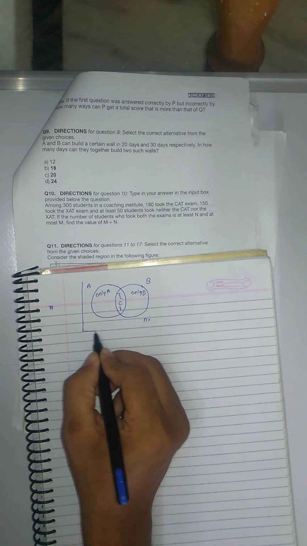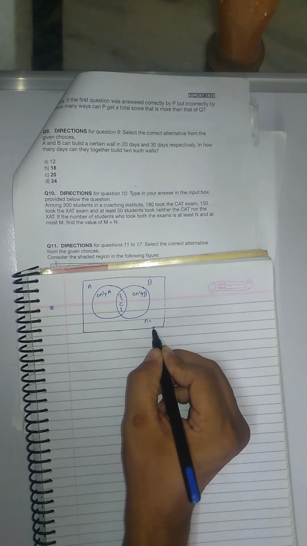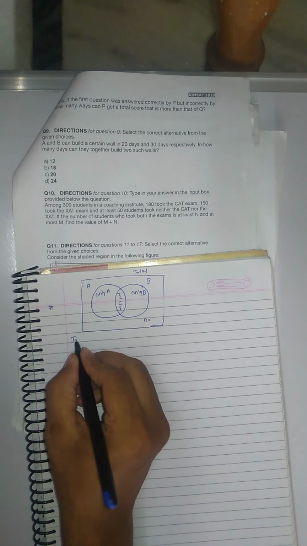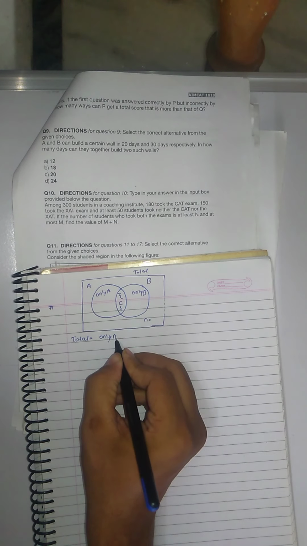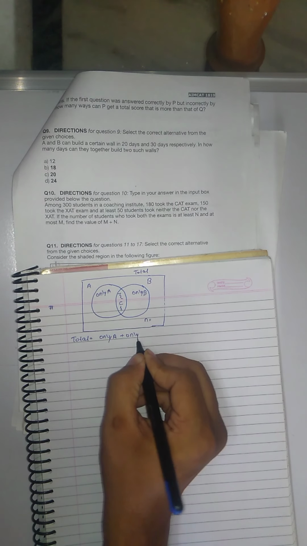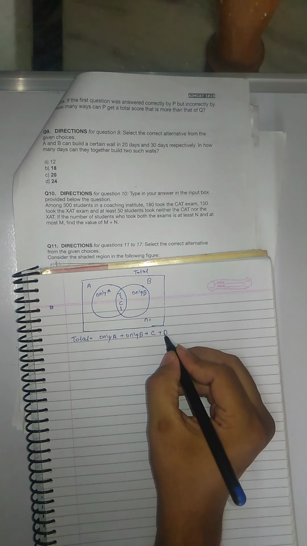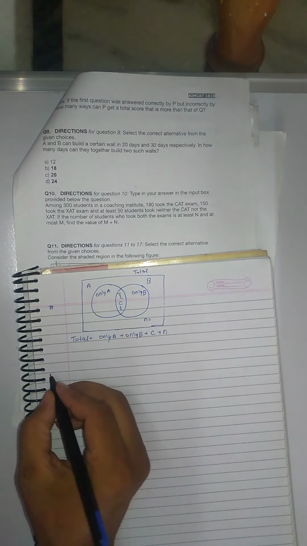And we put them in a square and here we write the total. The total is always equal to only A plus only B plus the common part plus the none part. In a Venn diagram question, you must read the question very thoroughly, because sometimes you misrepresent or misinterpret the question. So this is the first category of Venn diagram.